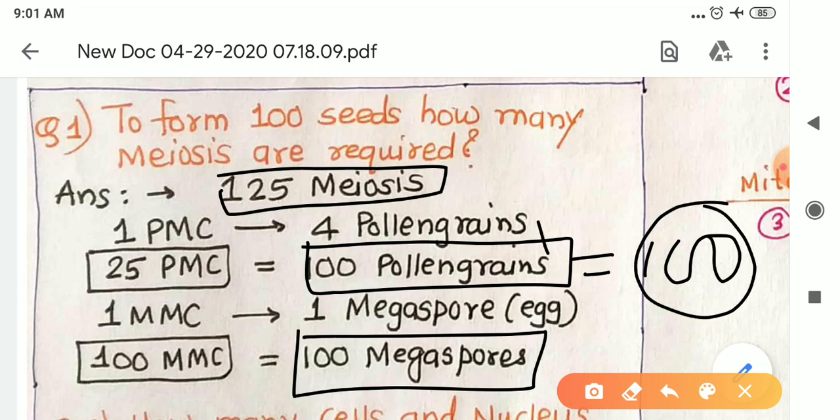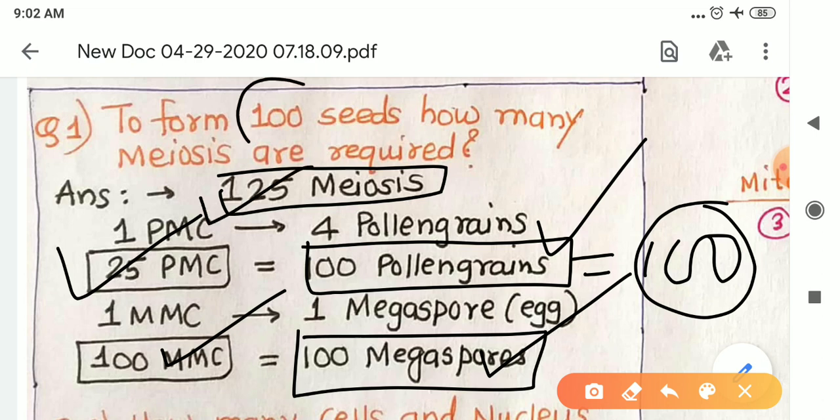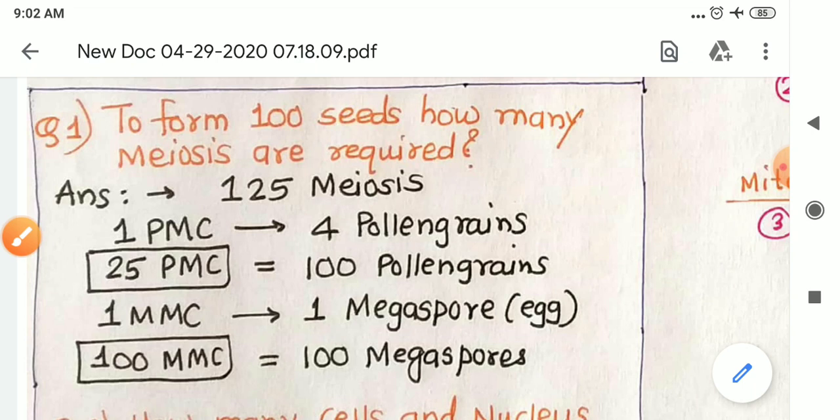But to form the 100 pollen grains you need 25 pollen mother cells, and to form the 100 megaspores you need 100 megaspore mother cells, by which meiosis you will get the exact 125 meiosis to complete the 100 seeds. So that is how you can reach this answer by solving the question like this. There may be a possibility that they may ask you 100 seeds, or 200 seeds or 500 seeds. Whatever it is, you have to go this way to solve such questions.